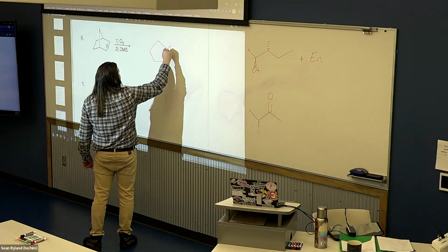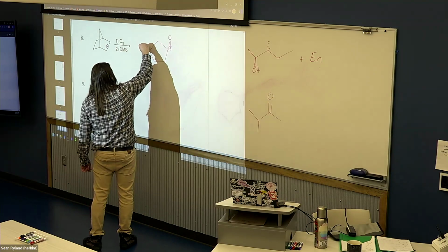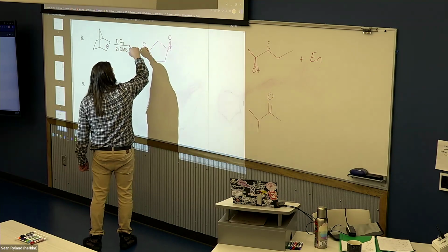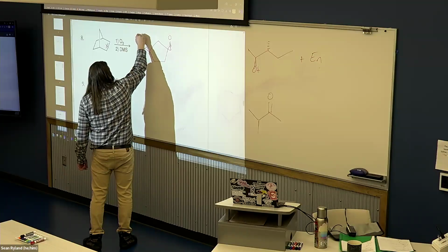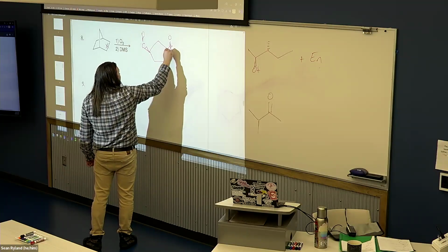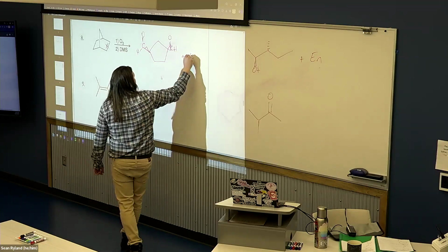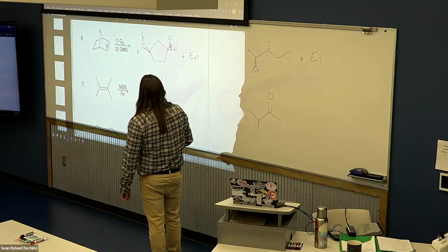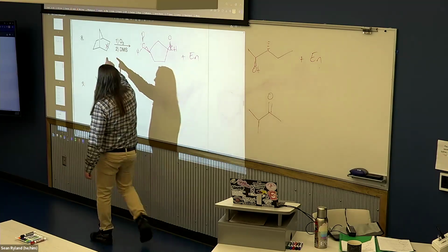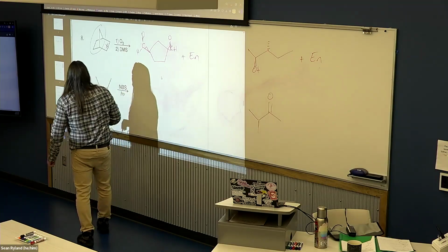And then, right, because they have to be cis relative to each other because they started cis relative to each other from the point of view of that cyclopentane.